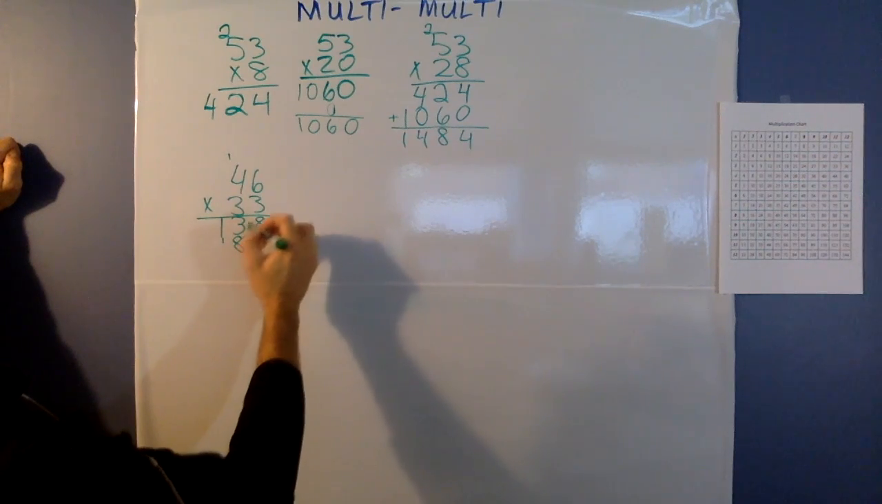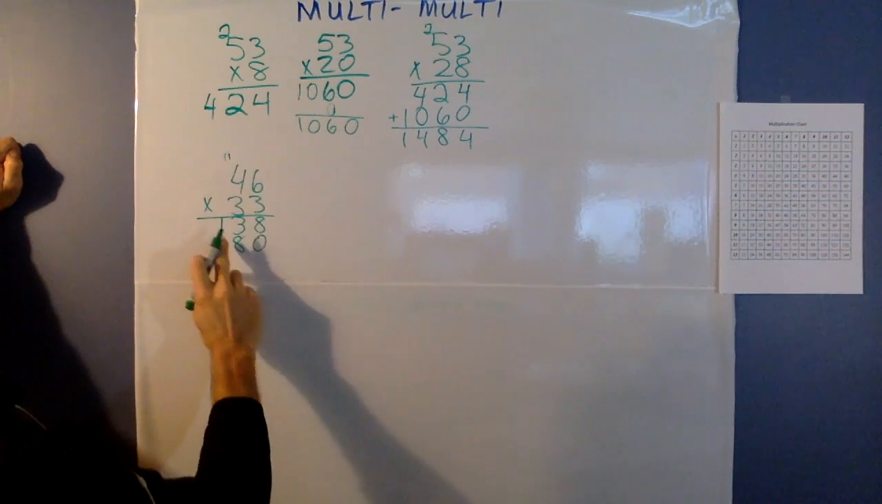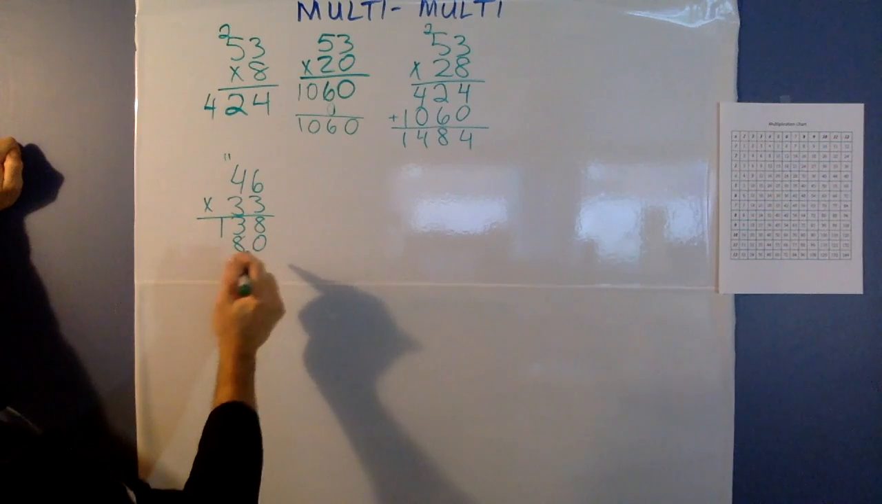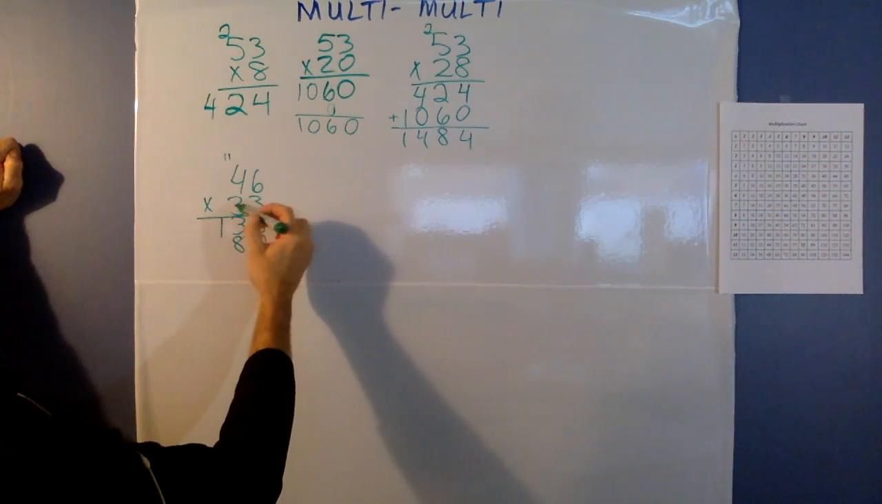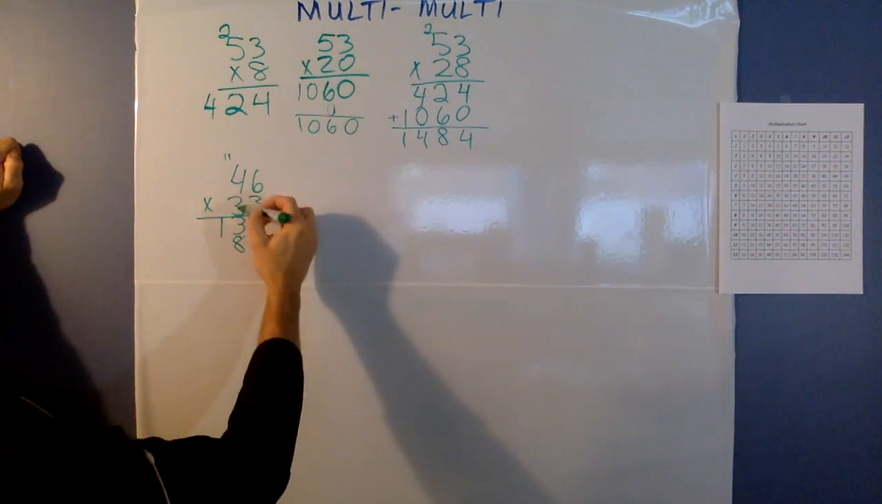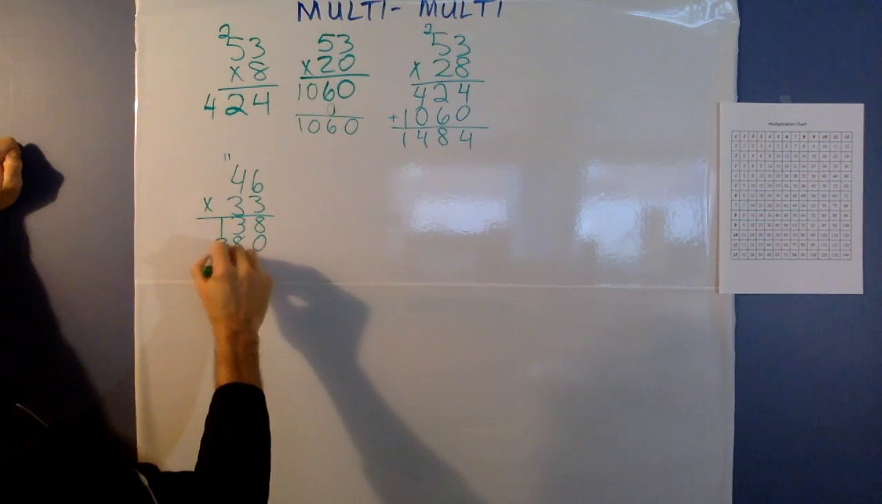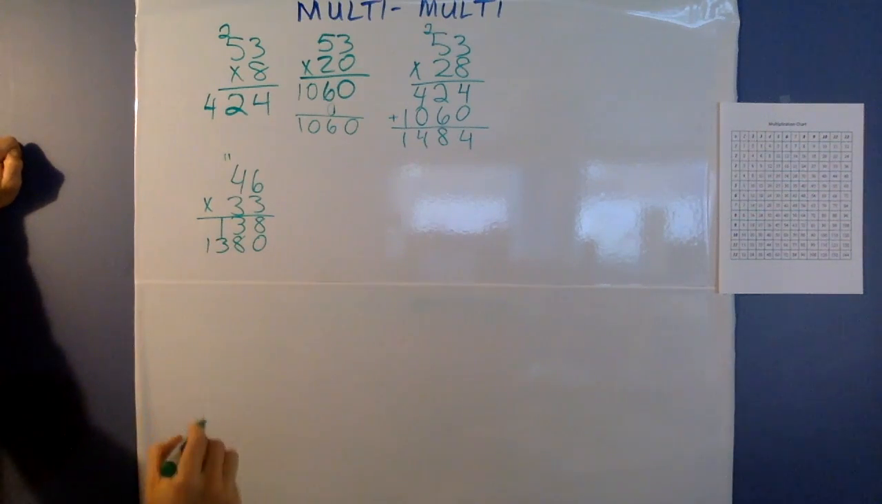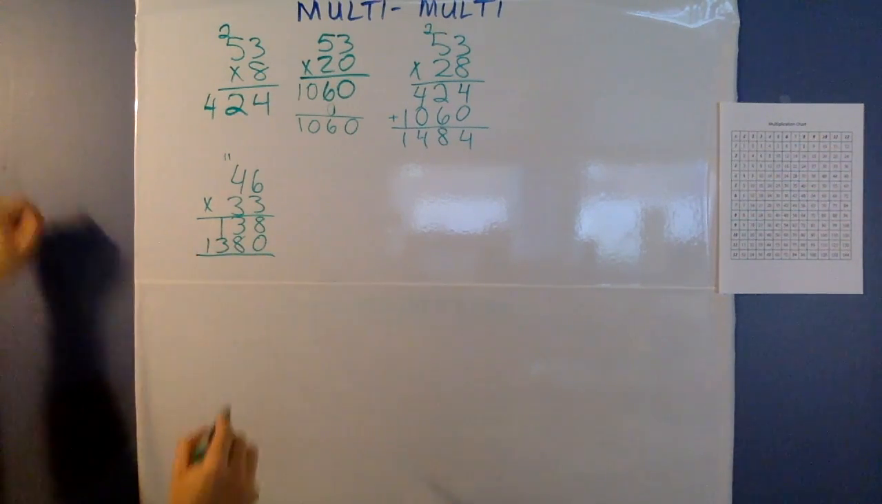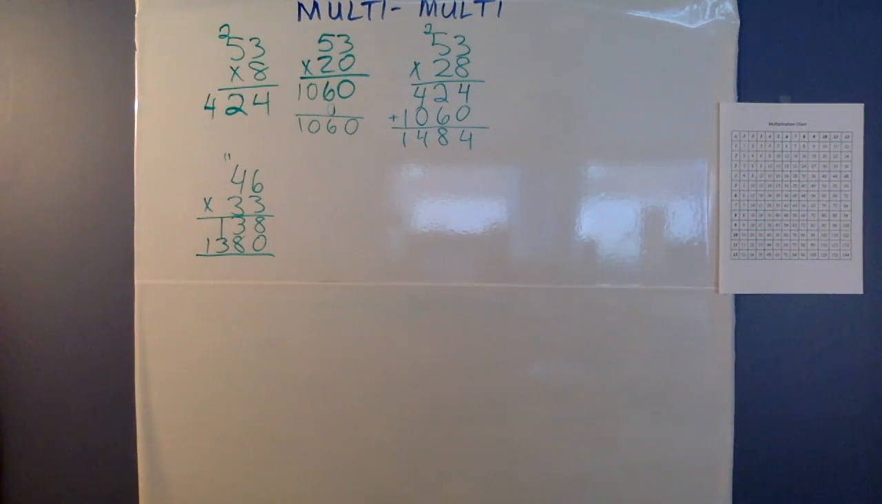And this one's a little bit trickier because I actually have to carry. I'm not actually going to put down that 1 just yet. I'm going to put down the 80, carry the 1, and I'm going to do 3 times 4 is 12 also, plus 1 is 13. Okay? And this is an interesting one because I'm multiplying 46 by 3, and then I'm multiplying it by 30.